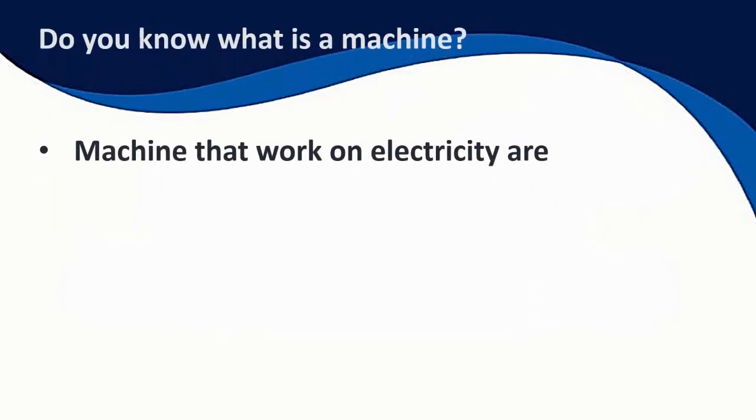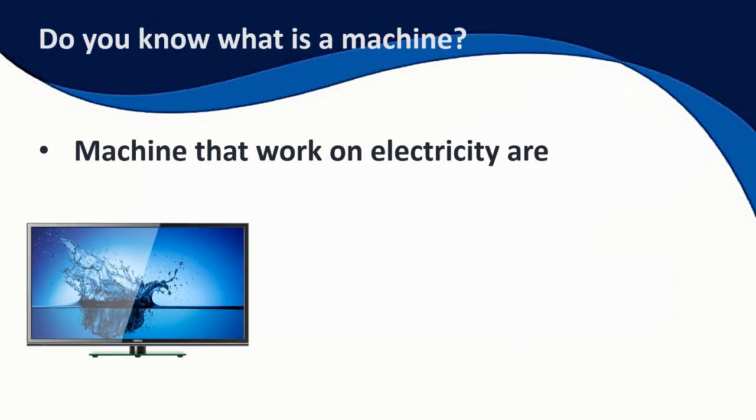Do you know what is a machine? Machines that work on electricity are like a television. At first we take a look at different examples of machines that we see day to day in routine. Now this is a television. It is a machine and it needs electricity to work. We watch cartoon and movie on television.